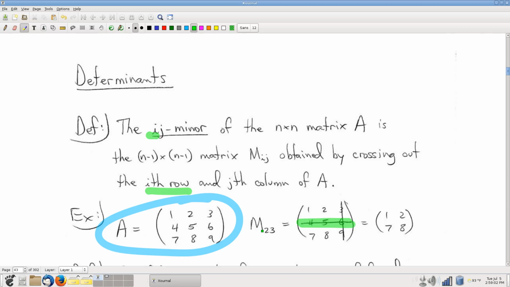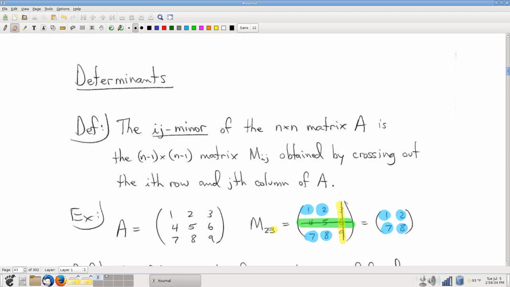This 3, that being J, says we're going to cross out the third column of this original matrix. And now let's look at what remains from the original matrix. The only numbers that remain are these 4. Those 4 numbers are the 2, 3 minor of A.